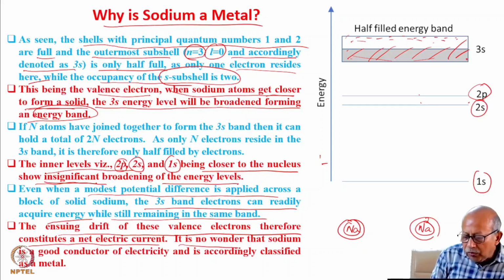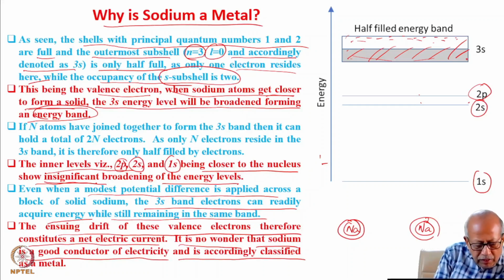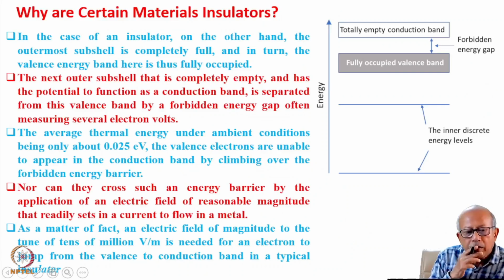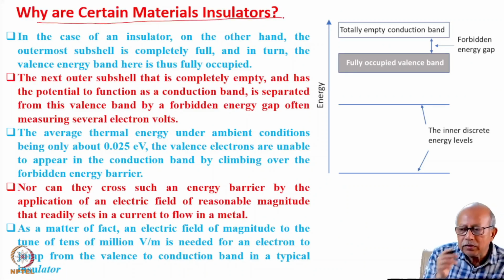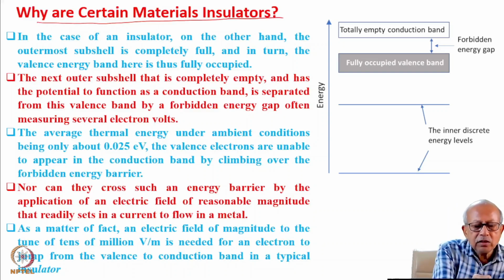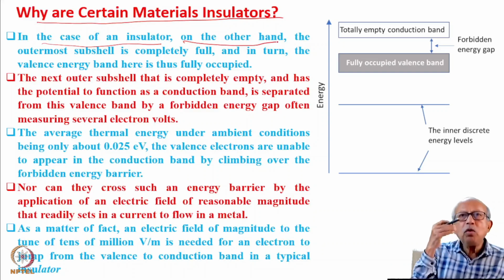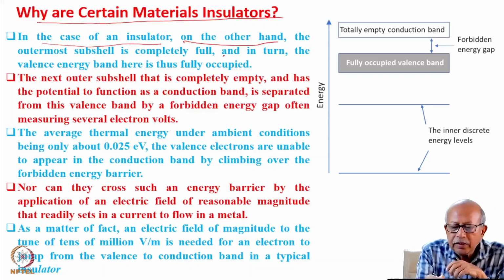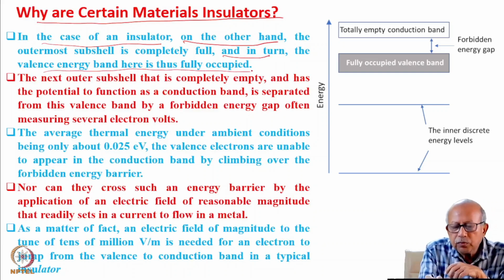It is not therefore surprising that sodium is a good conductor of electricity and is accordingly classified as a metal. Now let us see why certain materials are insulators. You see, in the case of an insulator, on the other hand, the outermost s subshell is completely full, and in turn, the valence energy band here is thus fully occupied.